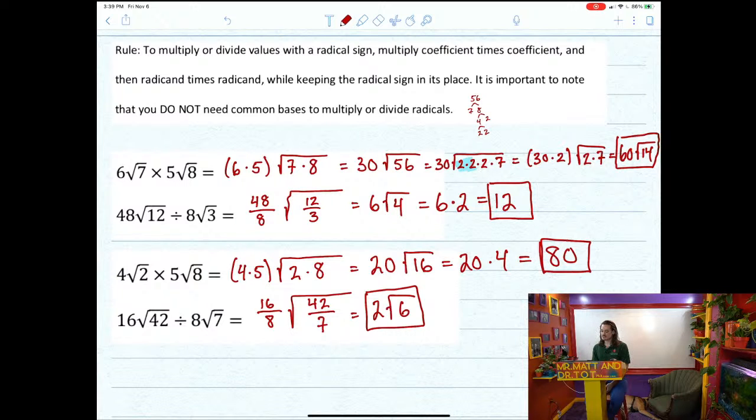And lastly, we have 16 root 42 divided by 8 root 7. So 16 divided by 8 is going to give us a coefficient of 2. 42 divided by 7 is going to give us a radicand of 6. And 6 only has prime factors of 2 and 3, so there are no pairs of factors in the factorization of 6. So that's already in simplified form. So our final answer would be 2 root 6. If you have any questions, then please let me know.